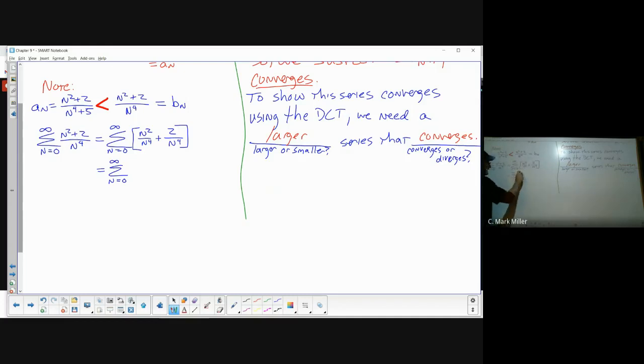n squared divided by n to the 4th is 1 over n squared plus 2 divided by n to the 4th. Now, you remember we had a theorem that said this is the sum of a sum. So the sum of the sum is the sum of the sums. What does that mean? This equals, we got a little bit of a problem.